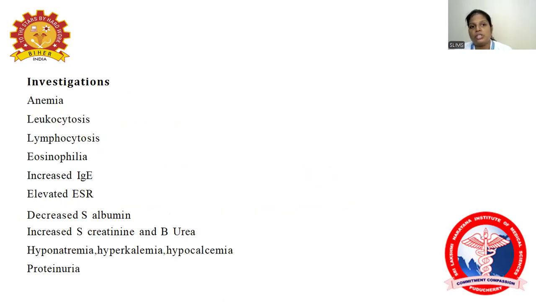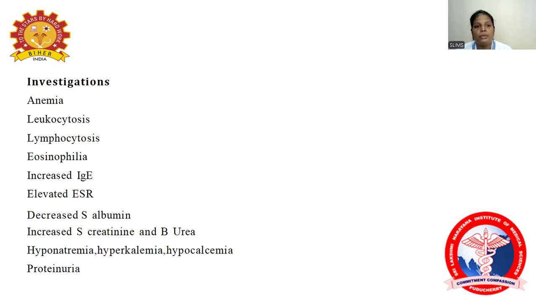What are the investigations you do in this case? First, you should do a master health checkup-like investigations: complete blood count with ESR, RFT, that is renal function test, liver function test, sugar or random blood sugar test, serum electrolyte test, urine test. So everything you should do.